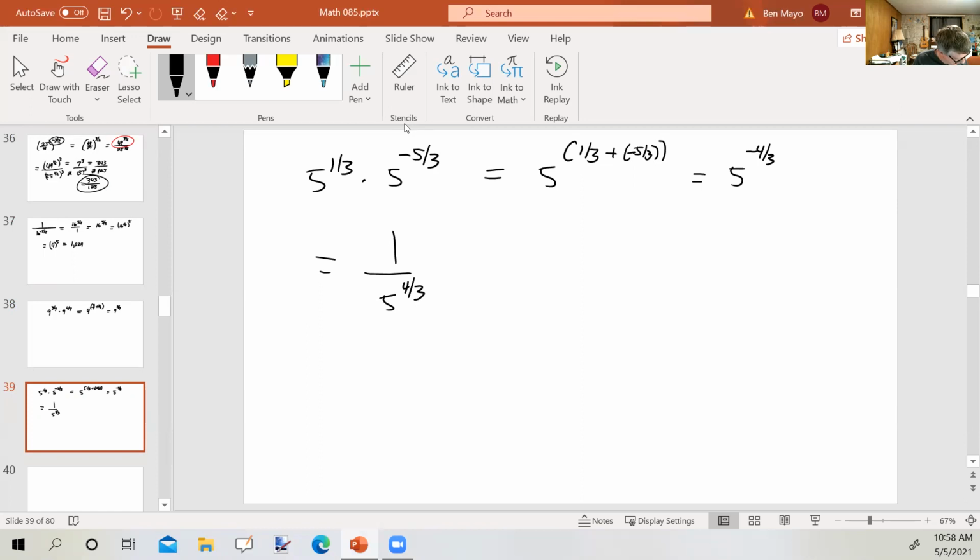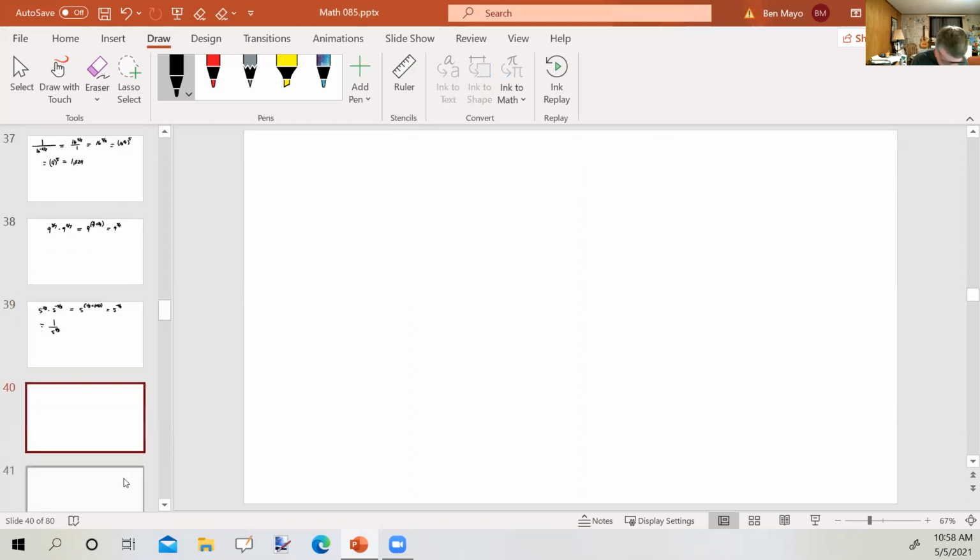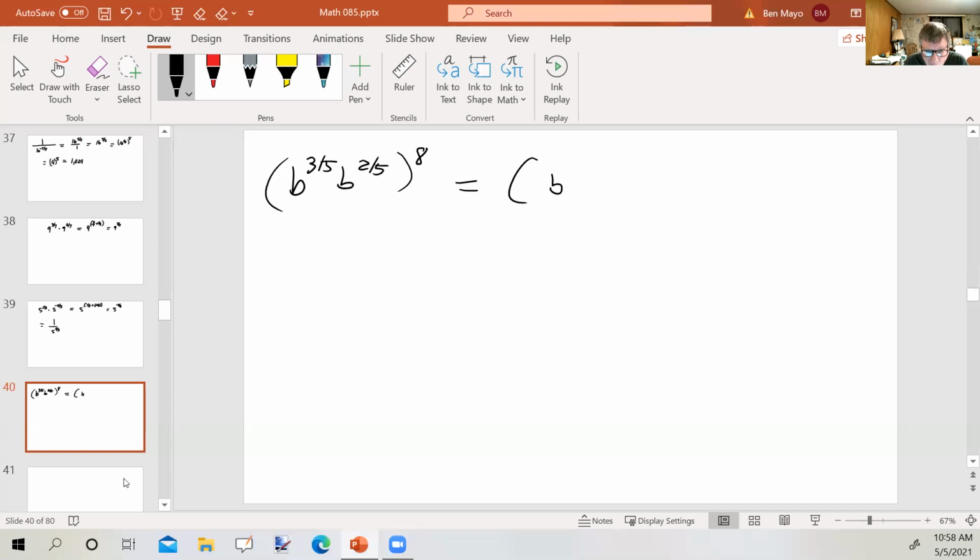Let's see here. Okay. This one. B to the 3/5 power times b to the 2/5 power, the whole thing to the 8th power. So inside I've got b to the 3/5 plus 2/5, which is 5/5, which is 1. B to the 1 power is just b, so I've got b to the 8th power.